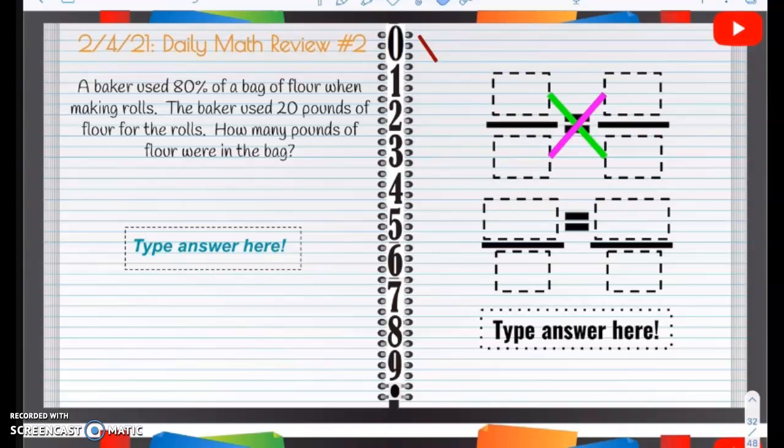Daily math review number 2. A baker used 80% of a bag of flour when making rolls. The baker used 20 pounds of flour for the rolls. How many pounds of flour were in the bag?